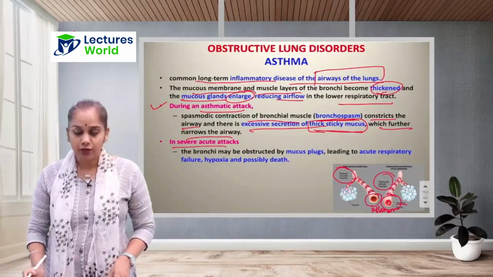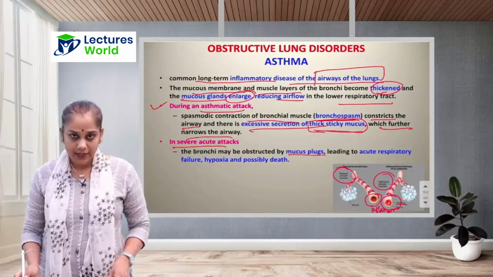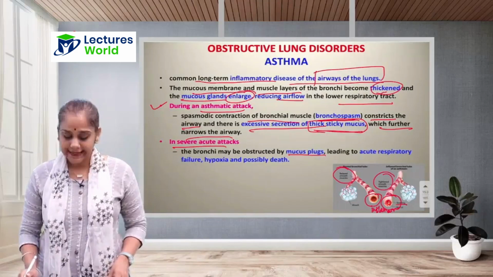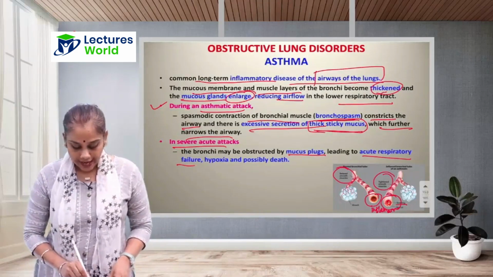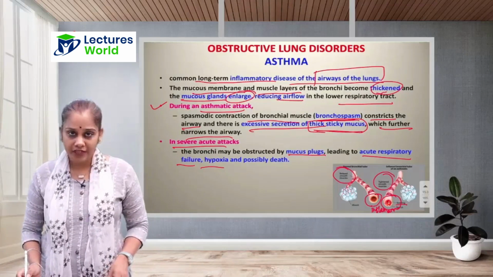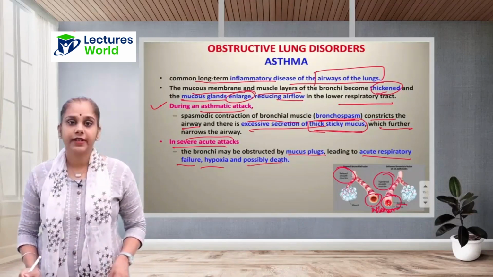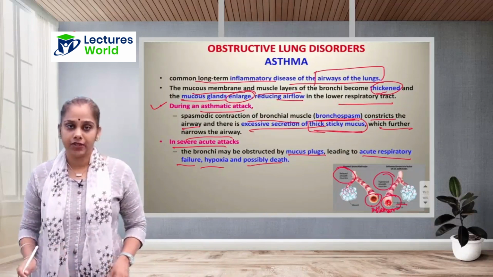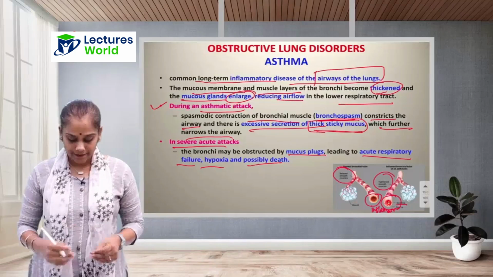In a severe acute attack, the bronchi may be obstructed by a mucus plug because of the excess mucus secretion, leading to acute respiratory failure and hypoxia. What is hypoxia? Less oxygen, and possibly death. Okay, so this is a chronic condition. Because of the asthmatic attack, a patient can die.